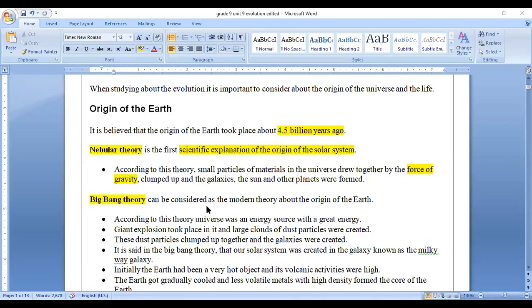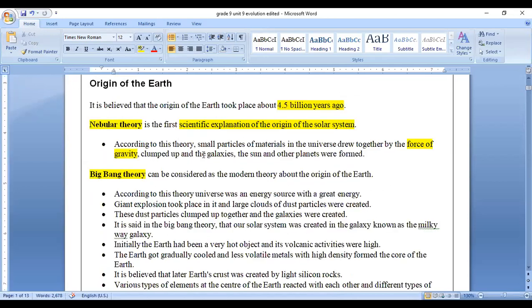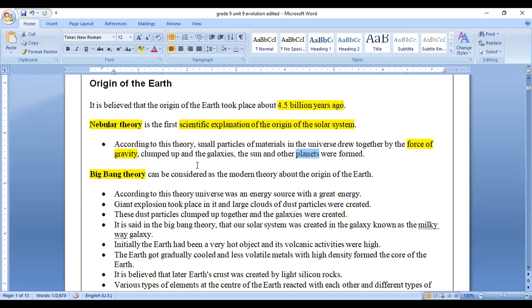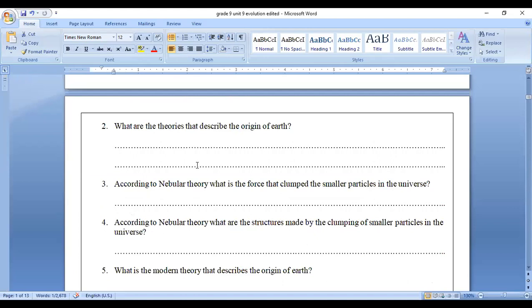Okay, sir. My next question is, according to the nebula theory, these clumping made several structures. What are those structures? Galaxies, sun, and planets. Don't take other planets, just take the word planets. Understood? So what are the components made? Galaxies, sun, planets. So simple answer for the third question. Three structures were made: galaxies, sun, planets.